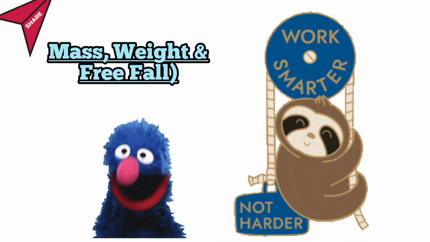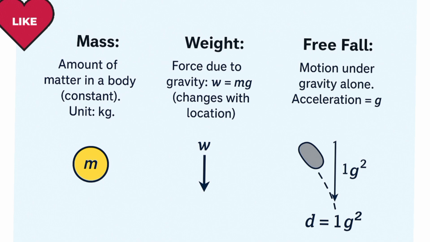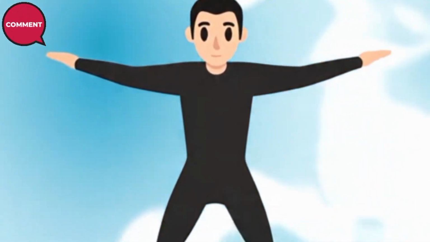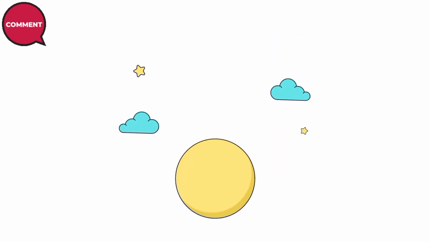Mass, weight, and free fall are fundamental concepts in physics. Mass refers to the amount of matter in an object, measured in kilograms, and remains constant regardless of location. Weight, on the other hand, is the force exerted on an object due to gravity, which can change depending on the gravitational field it's in.